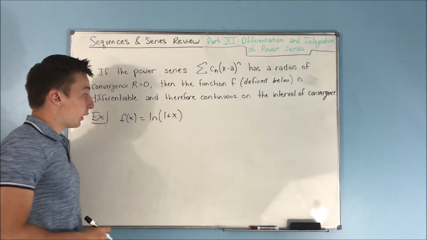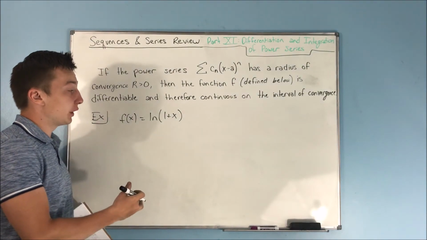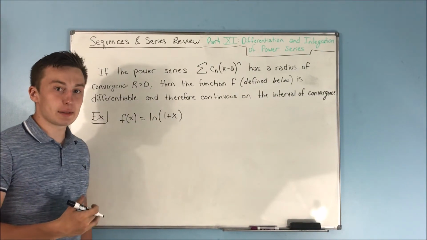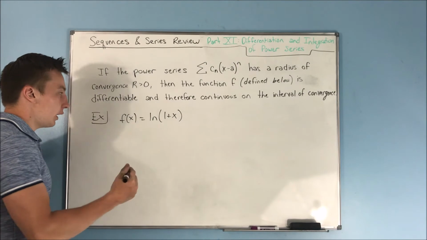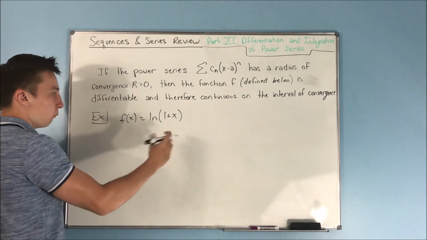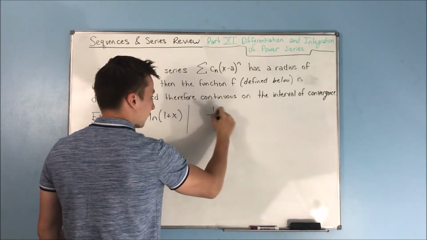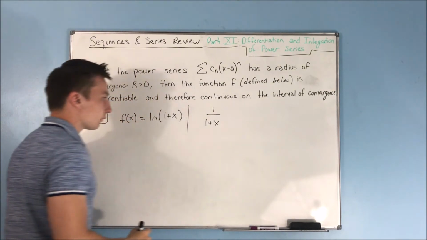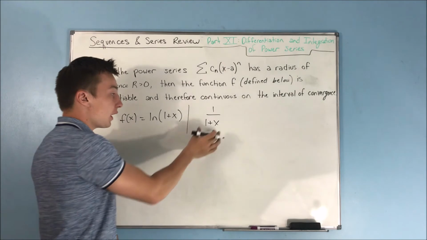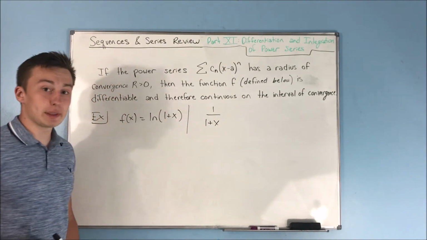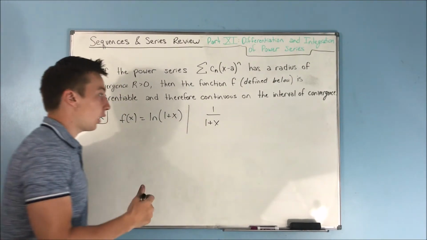Now, what if we wanted to find a power series representation for natural log of 1 plus x? Well, here we can start off with 1 over 1 plus x. If we start off with 1 over 1 plus x, we know that the integral of this is natural log of 1 plus x. So that's going to help us.